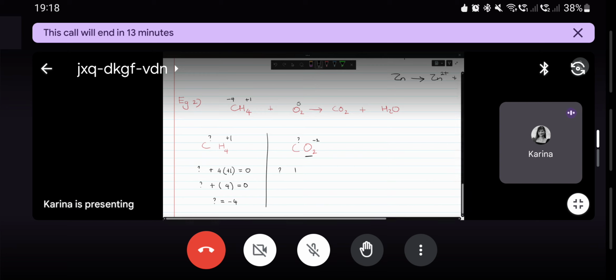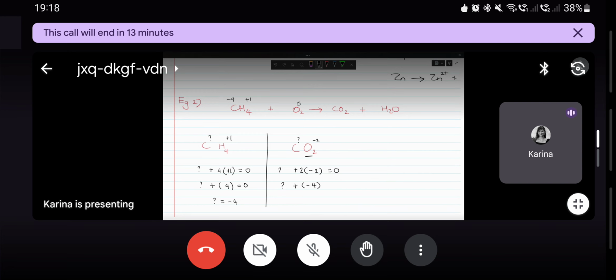We've got an unknown for carbon plus. Now remember again, be careful, you've got a 2 there. 2 times minus 2 giving me 0. If we simplify this, we have minus 4 here equal to 0. So the unknown must be positive 4. So carbon is plus 4 and oxygen is minus 2.